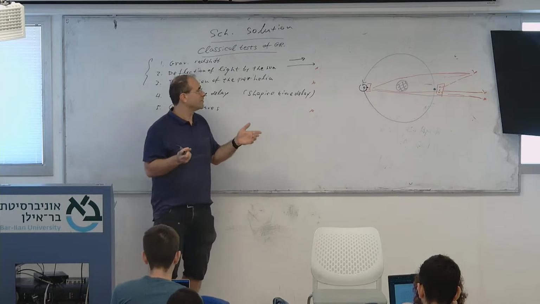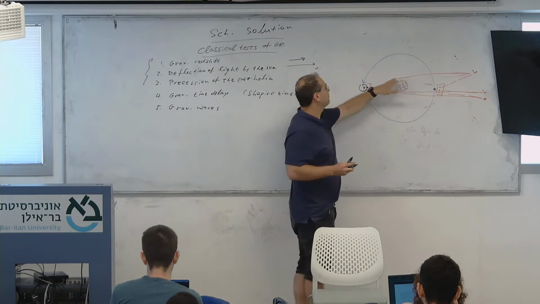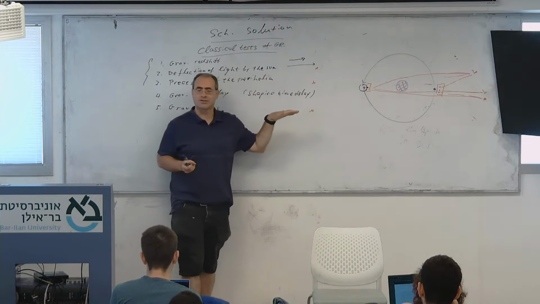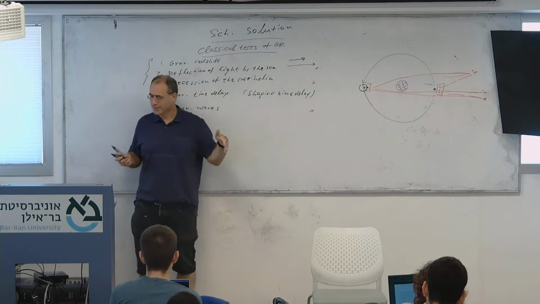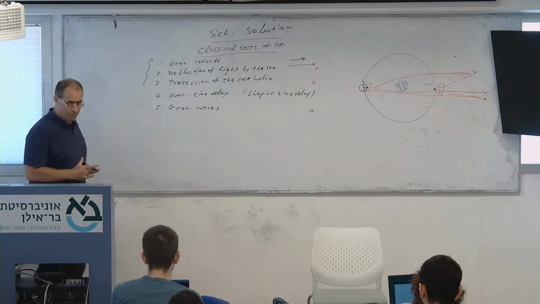Why is that? Because the light, as we said, moves in straight lines, but it's been deflected when it gets close to the gravitational potential of the sun. So let's do at least some sketch of this calculation.